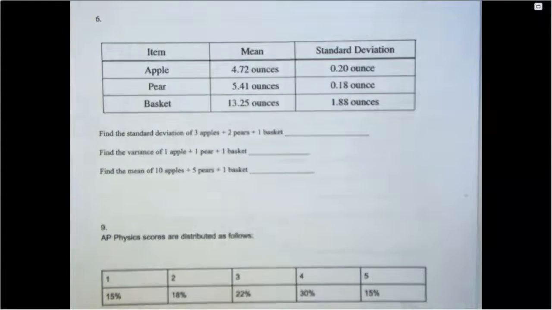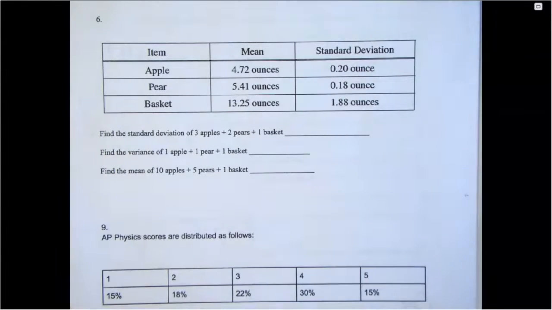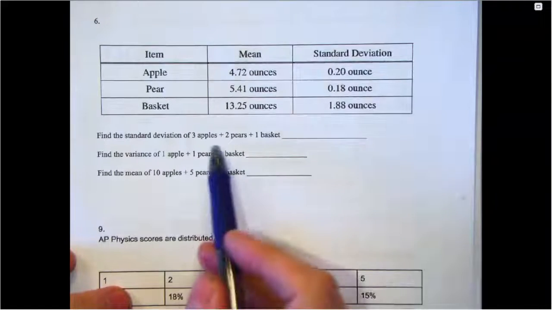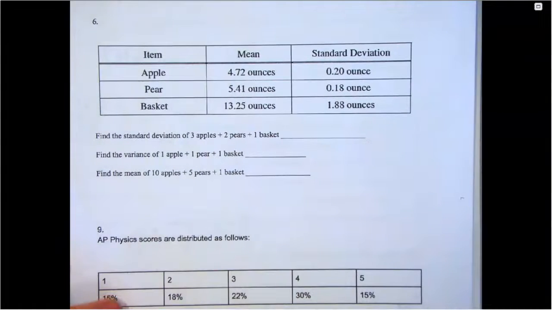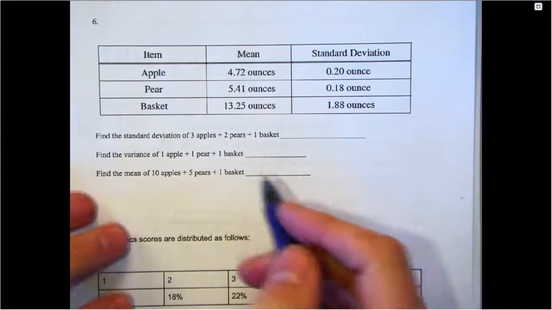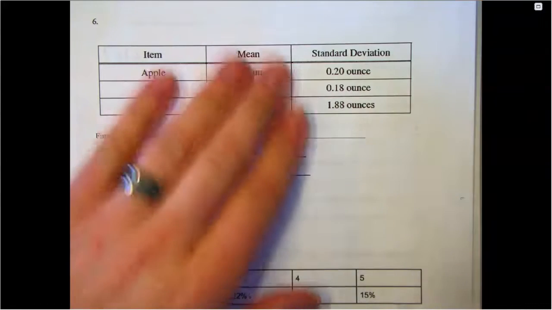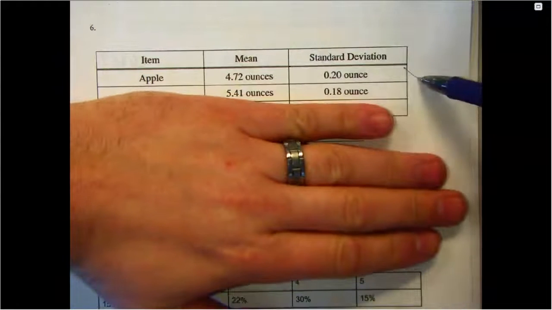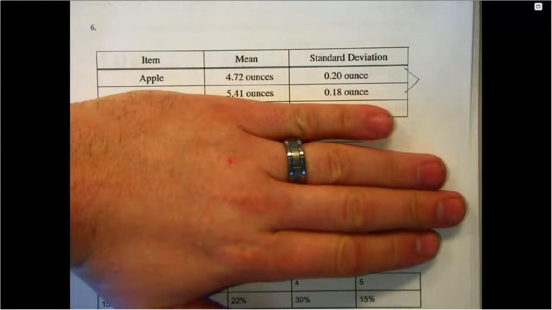So we got some fruit here in a basket. I want the standard deviation of 3 apples, 2 pears, 1 basket. So this is the Pythagorean theorem thing I was saying, but there's like 6 extra sides. It's just a really weird giant shaped triangle. But if I just said, fine, I'm going to combine these 2, what's the new standard deviation?